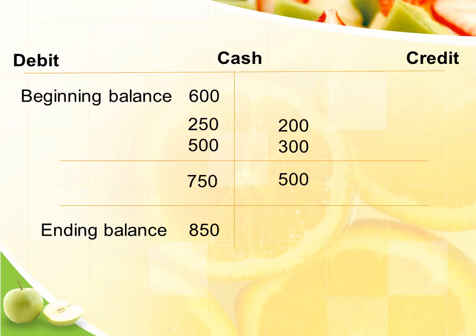600 plus 750 minus 500 is $850. This is the ending balance of the cash account, and this is the T-account of cash, an asset account. You see, the ending balance, beginning balance, or normal balance is on the debit side. And when cash increases, we debit cash. When cash decreases, we credit cash. Okay?